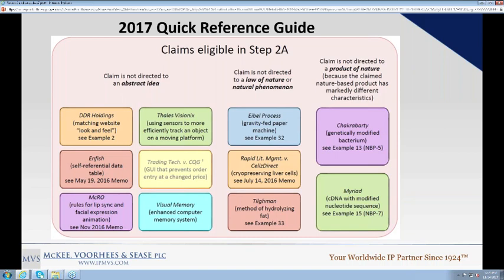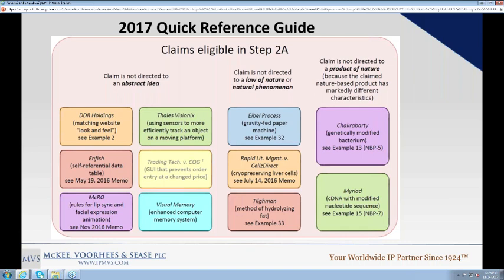I've snipped a couple pages of it for you guys to look at here. There's 3 pages. The last one was very large, and so I didn't do that. But you can see here, claims eligible under Step 2A. And so they've separated them out under, like, why are the claims eligible and which ones. So on the left there you can see not directed to an abstract idea. And that's where you look at DDR Holdings, Enfish, McRO, Visual Memory, which we're going to discuss here.